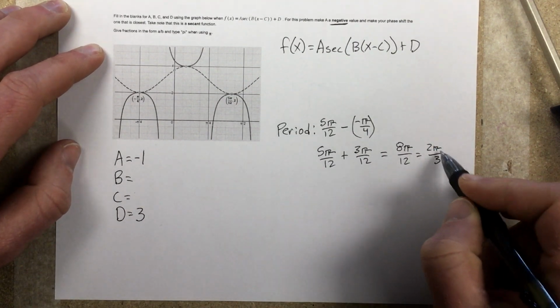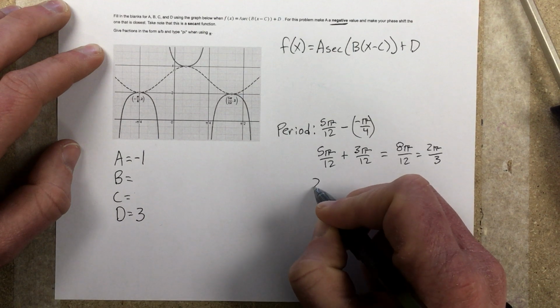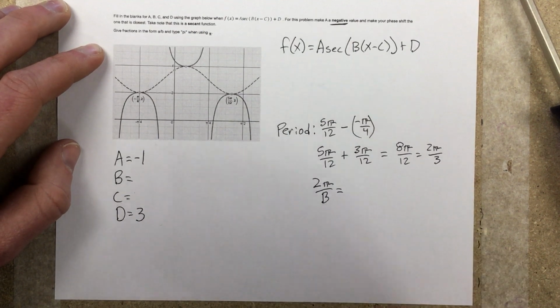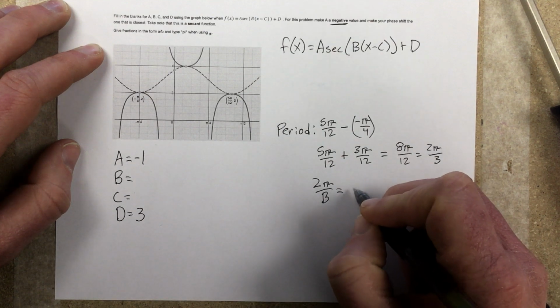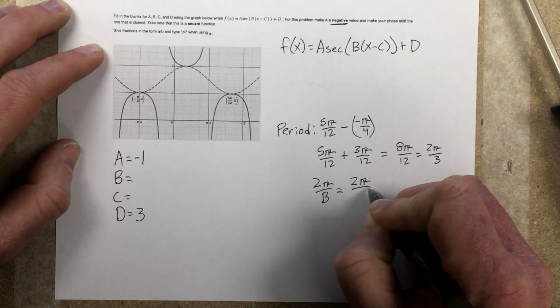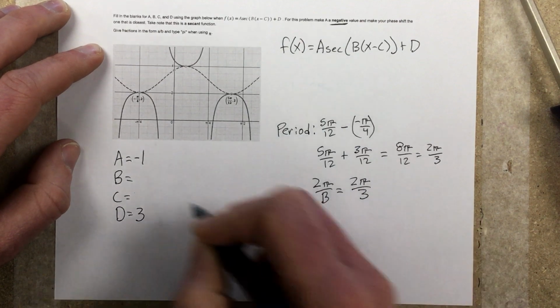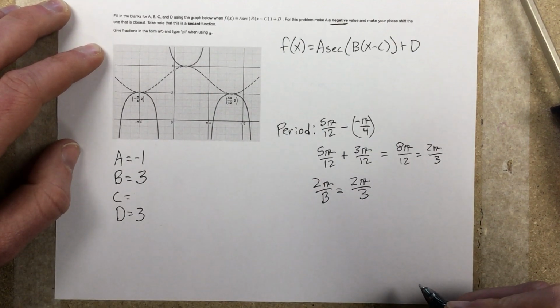So how did I get 2 pi over 3? Well, we still use 2 pi over b, just like in the previous video. 2 pi over b is going to equal 2 pi over 3. So what would b be? b is 3. So we can go ahead and write that down.